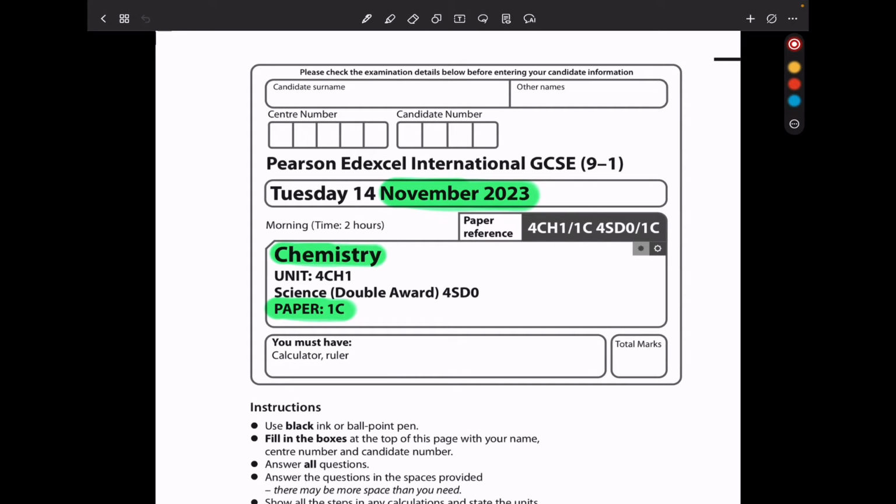Today we're doing the Pearson Edexcel International GCSE Chemistry Paper 1C for November 2023. Let's begin with the first question.